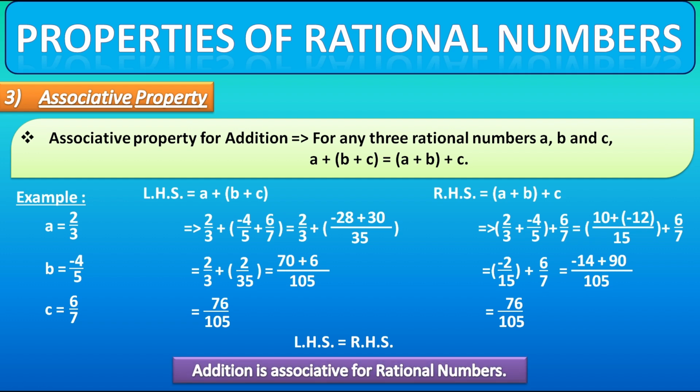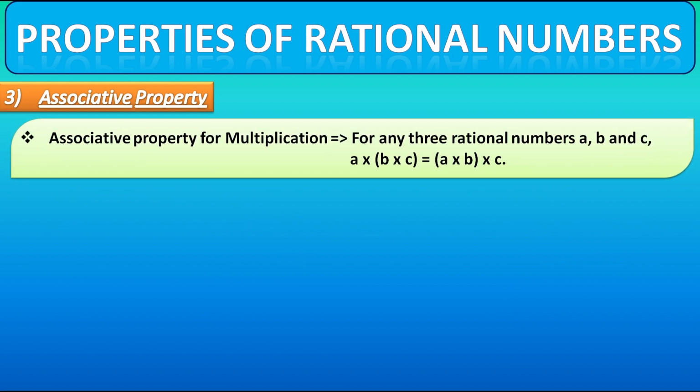Okay. Now let's check for multiplication. You might be thinking why I didn't check for subtraction. Because the commutative property does not hold for subtraction for rational numbers, right? That's why we can't find out the associative property for it. Okay, so directly I move to multiplication.